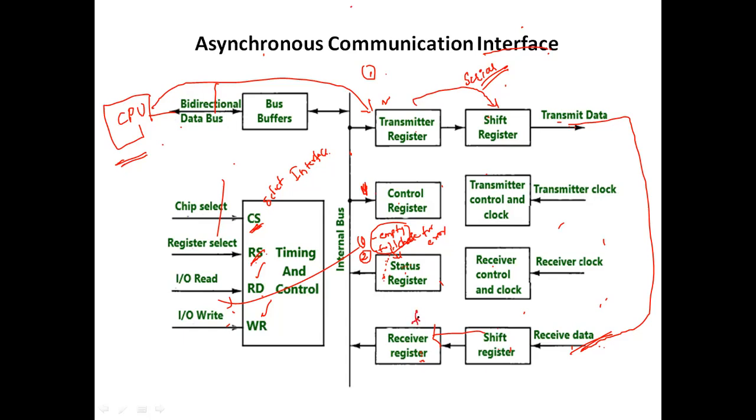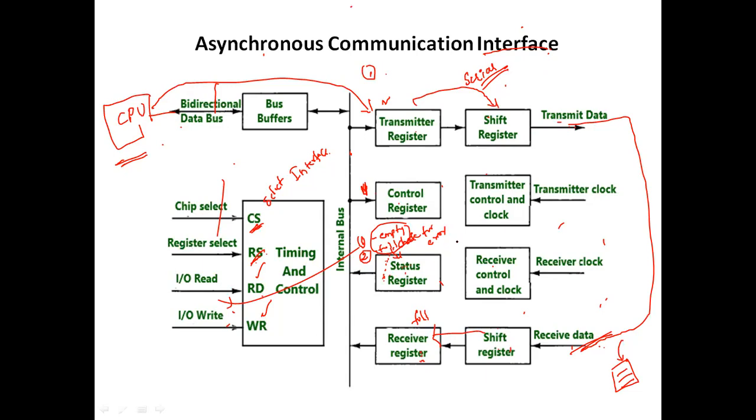If the receiver register is full, it's like a stack that is full. Can we insert any element? No. That is the reason the receiver register should be empty, or not full, should have some gap in order to receive the data from the transmitter register. So this is the working of the interface.